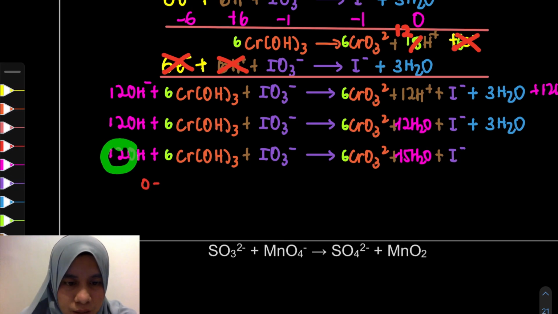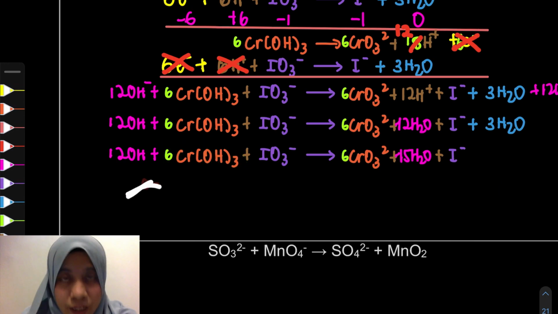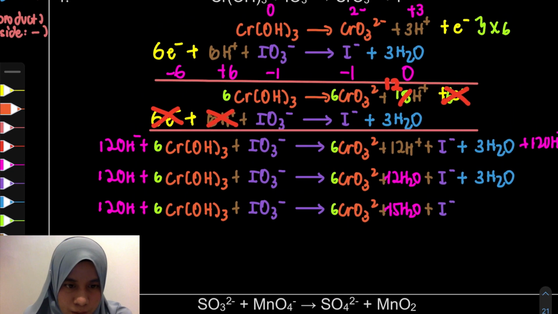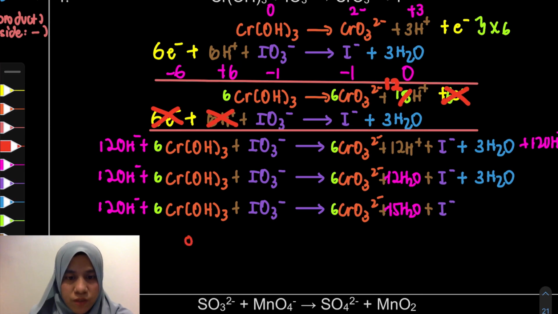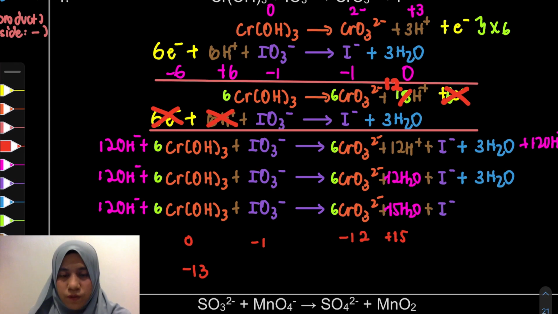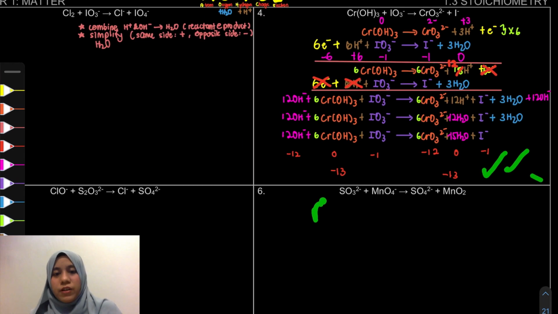Actually I wanted to calculate the atoms, but it's too much, so I'll skip the atom calculation. I'll calculate the charge instead. There is a small mistake here: it is actually 12 OH minus, which must be on the reactant side. Here, minus. Now let's calculate the charge. Negative 12, 0, negative 1, so negative 13. Here, negative 12, 15, negative 1. Water is 0, so negative 1. Okay, so the charge is balanced. If you're diligent, check the atoms if you want. There are too many of them.